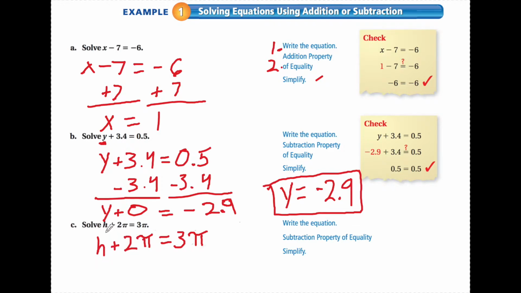We want to isolate h because that's our variable. H is our variable here. So we're going to subtract 2 pi from each side. When we do that, we are left with h is equal to pi, or 1 pi.